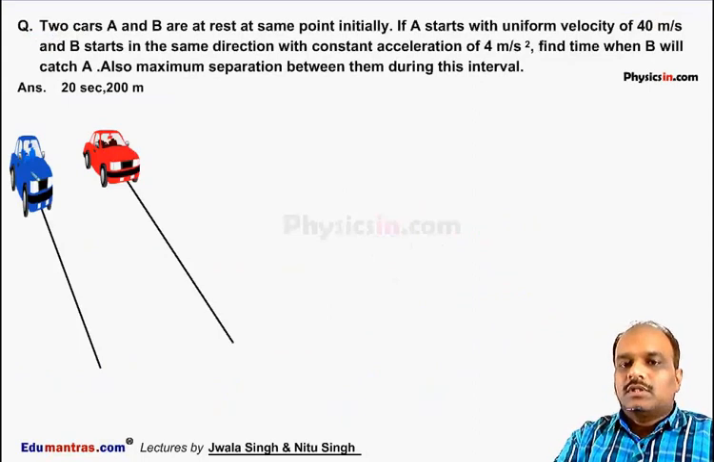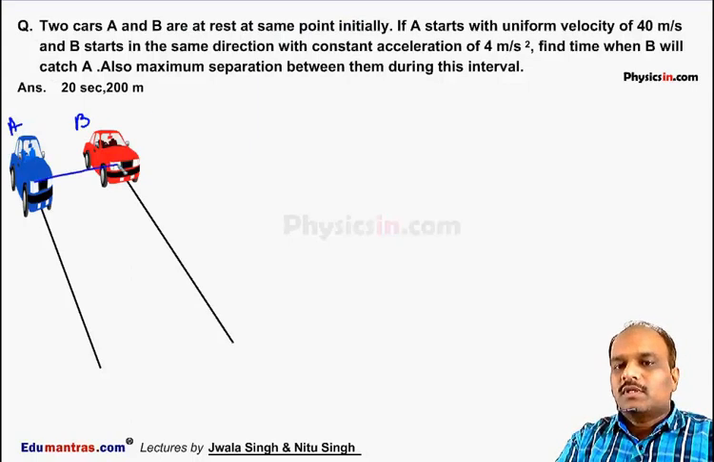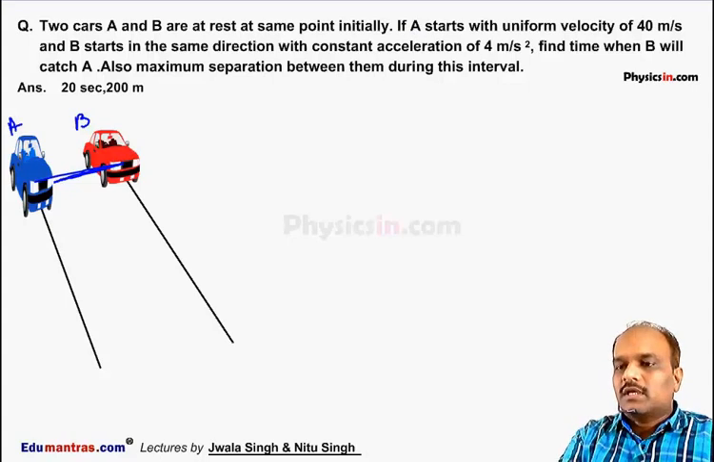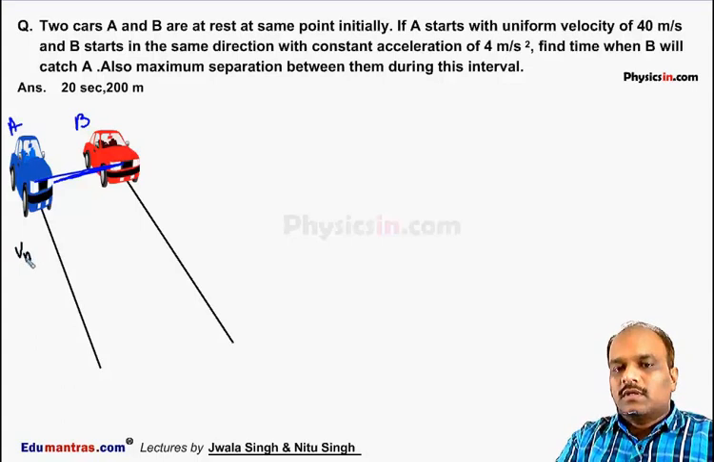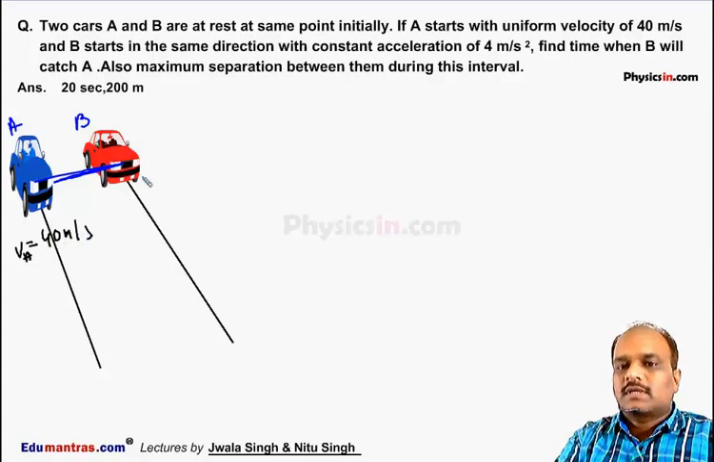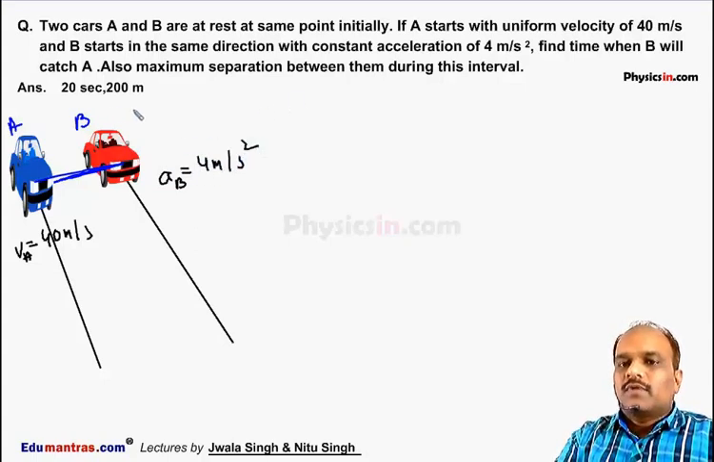See, these are the two cars A and B at the same initial point. Their initial point is the same. Car A moves with constant speed VA equal to 40 meter per second, whereas car B moves with a constant acceleration of 4 meter per second square. Find the time when B catches A.